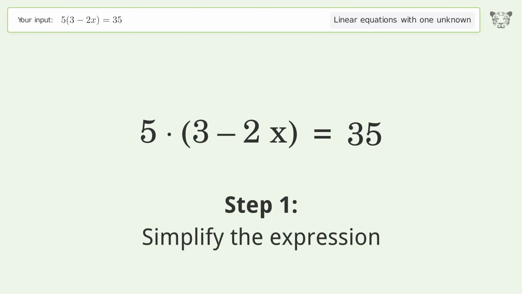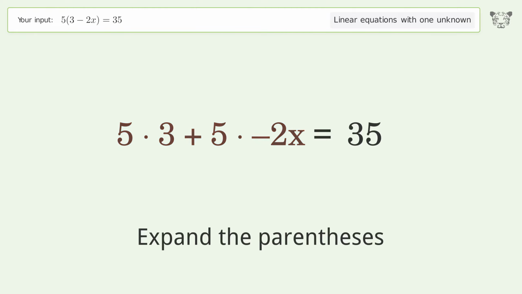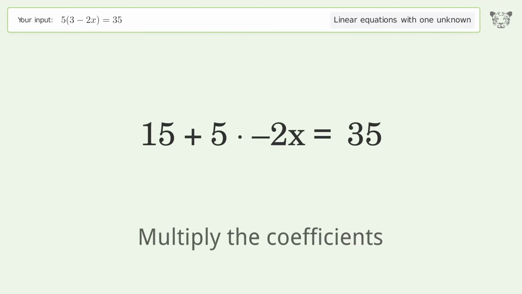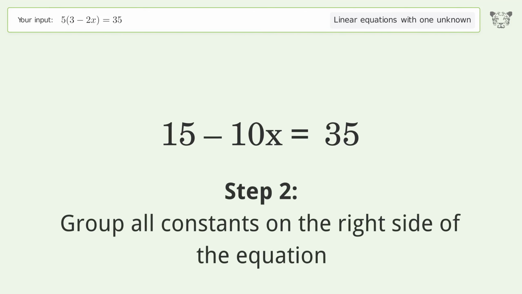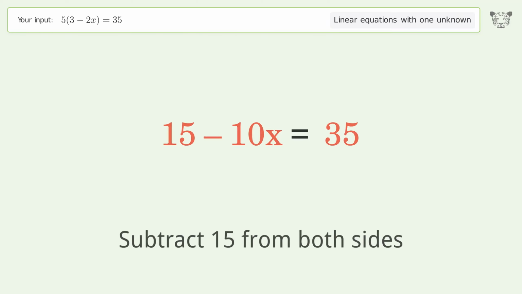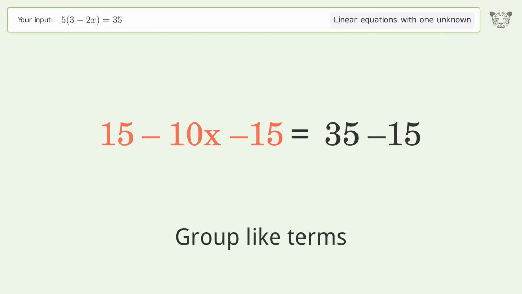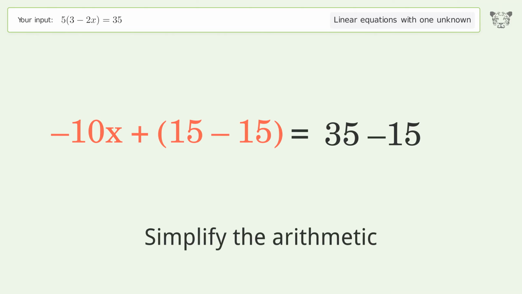Simplify the expression. Expand the parentheses. Simplify the arithmetic. Multiply the coefficients. Group all constants on the right side of the equation. Subtract 15 from both sides. Group like terms. Simplify the arithmetic.